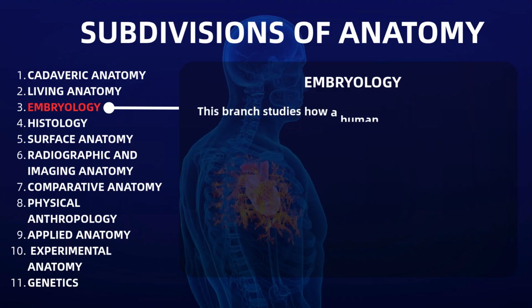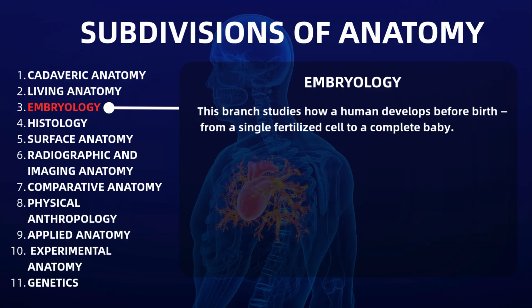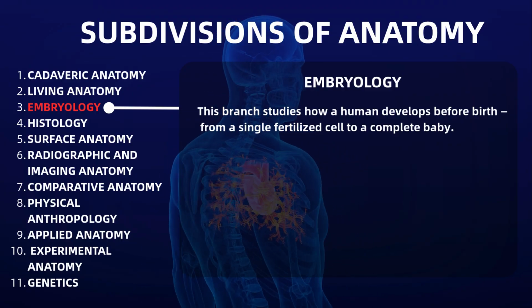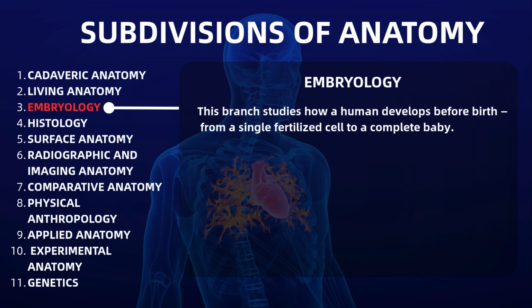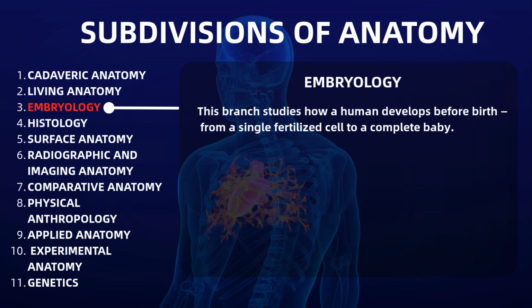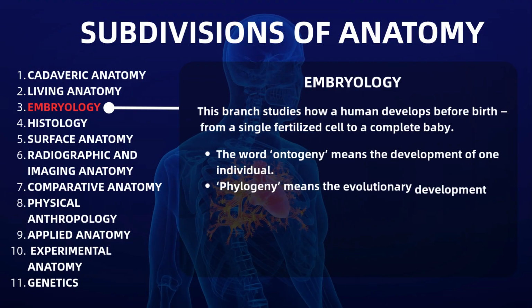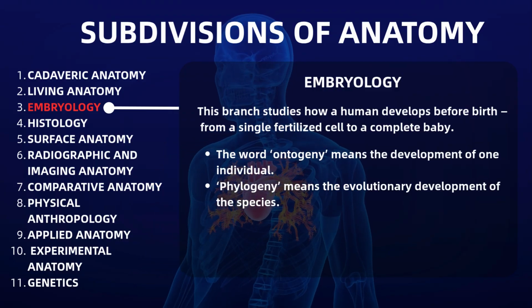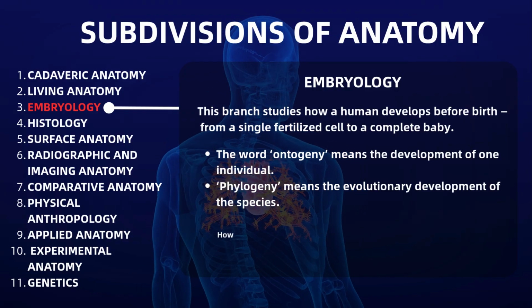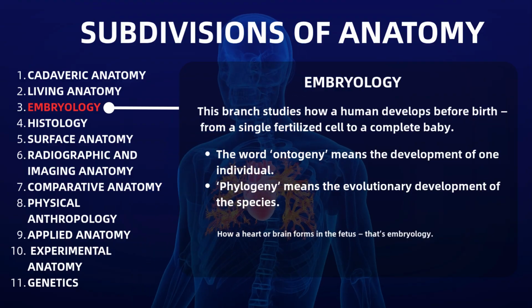Now let's talk about embryology, which is also called developmental anatomy. This branch studies how a human develops from a single fertilized cell to a complete baby. The study of this whole journey is called embryology or developmental anatomy. The word ontogeny means the development of one individual, and phylogeny means the evolutionary development of the species. Example, how a heart or brain forms in the fetus, that's embryology.